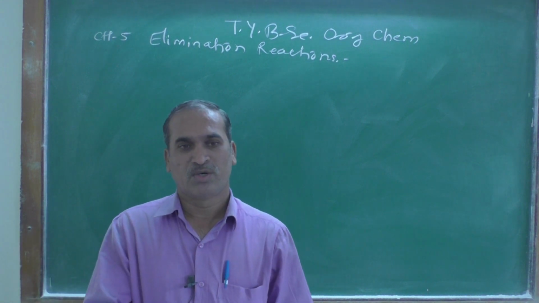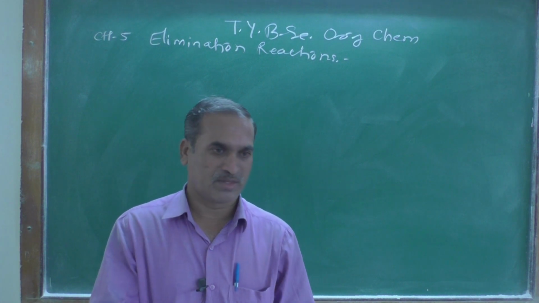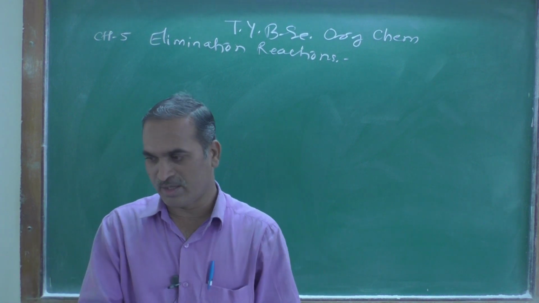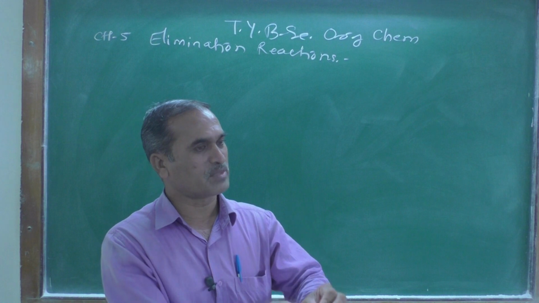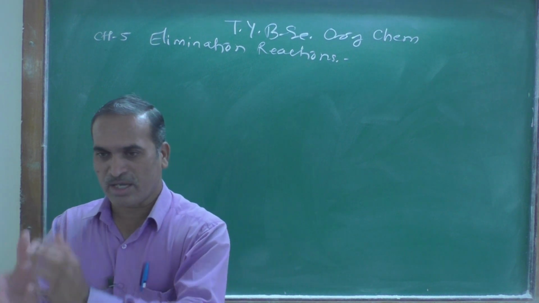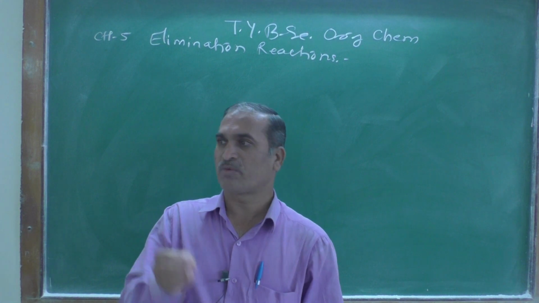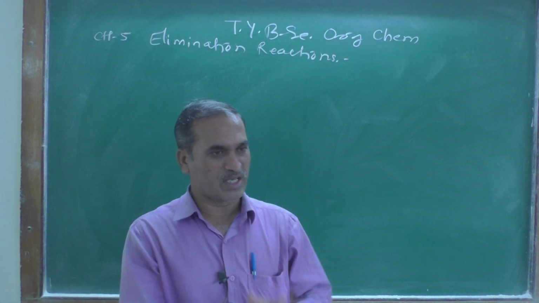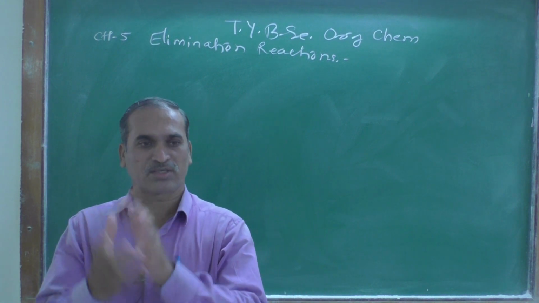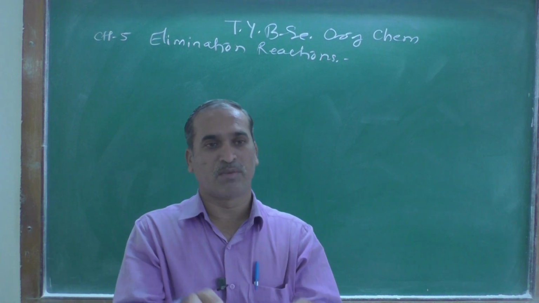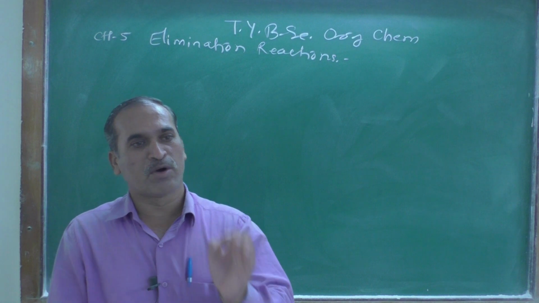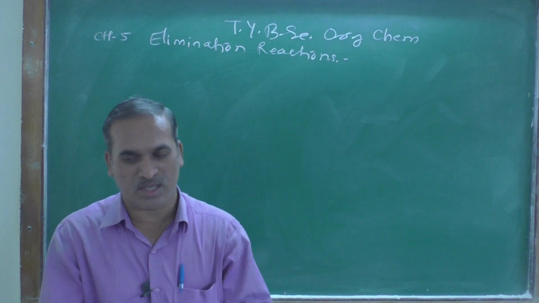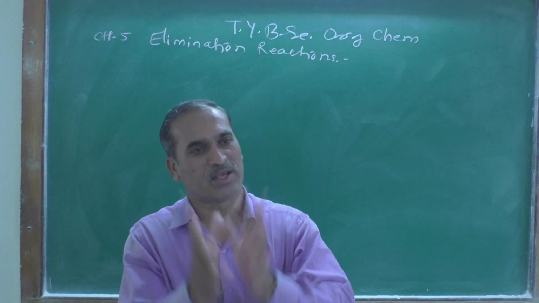So first of all, how do you define the elimination reaction? The word itself indicates that something is removed from the starting material or the substrate, or what we can call a reactant. So let us see the definition of this elimination reaction. A reaction in which two atoms or groups of atoms are removed from the reactant to form a product with a higher degree of unsaturation is known as an elimination reaction.